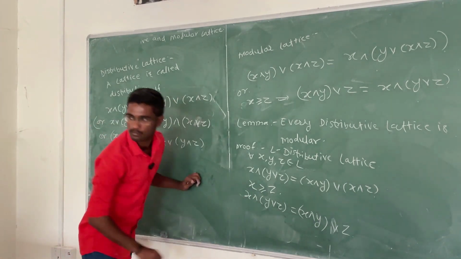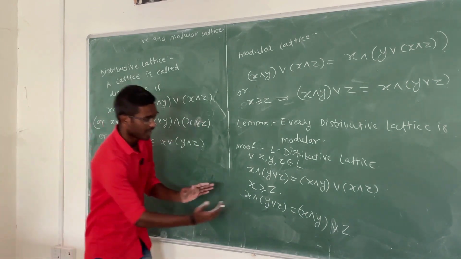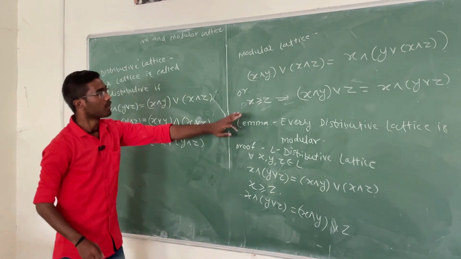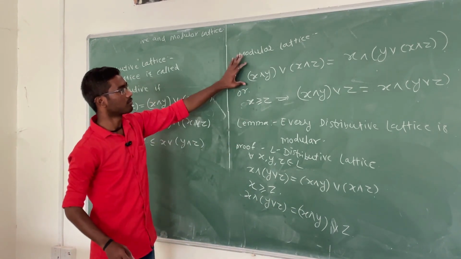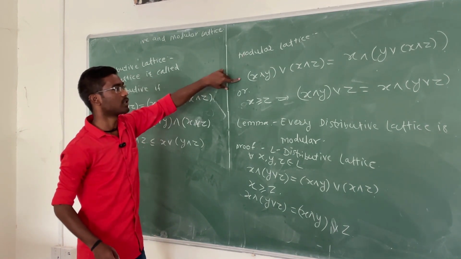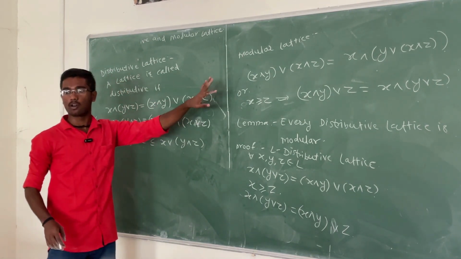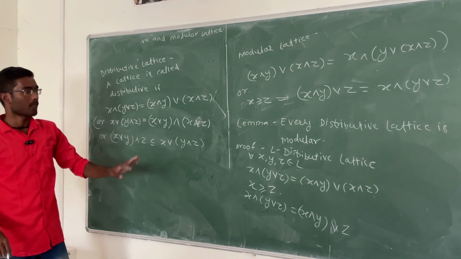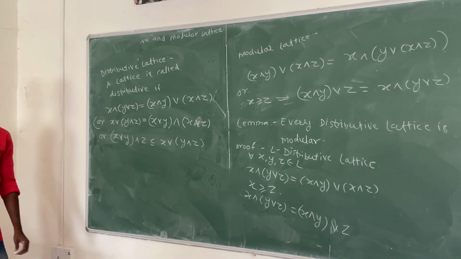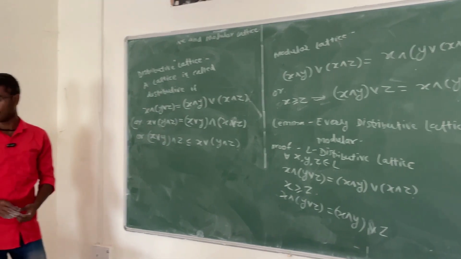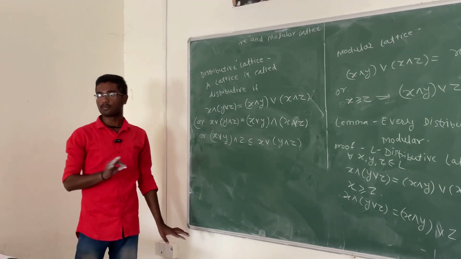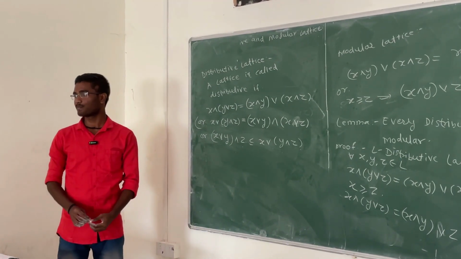Is it clear? We have simply interchanged the brackets, and from this we can go to this also, because we have already proved it by a previous lemma. Okay, it is clear. Anything else? Problem or anything? No. And thank you.